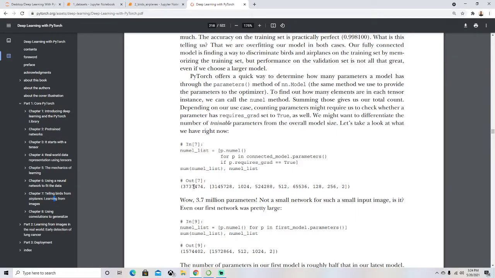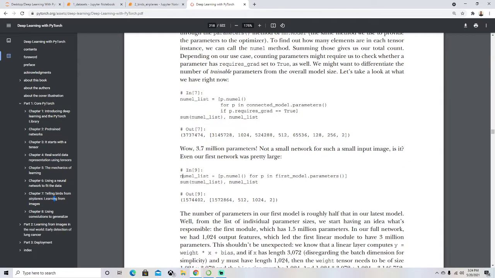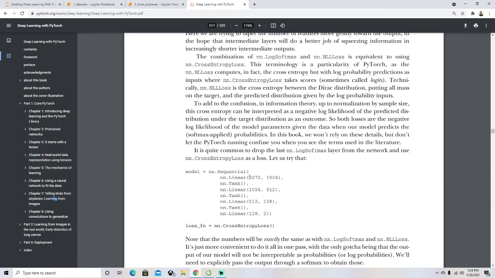But that's not 3.7 million. Oh yeah, it is. That's 3.7 million parameters. Not a small network for such a small input image, is it? And even the first network was quite large, and this was the one that was just 2 layers. And it was 1.5 million, because each pixel has to go to each one of these.